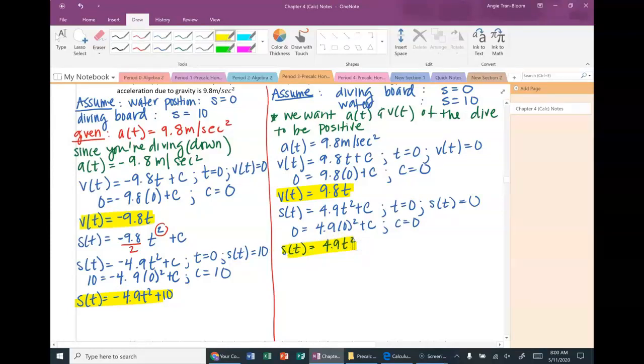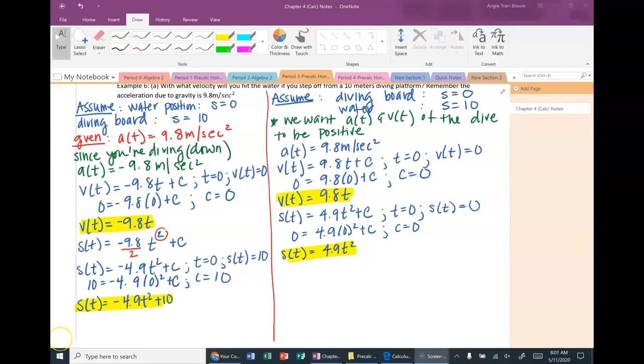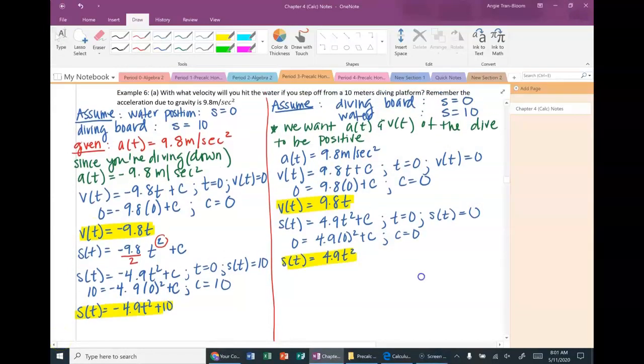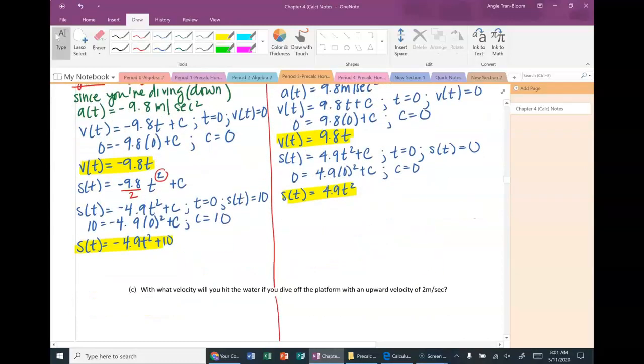So be mindful of that. Remember, the question wants us to find the velocity when you touch the water, the velocity on impact. That means when you hit the water. But to find the velocity when you hit the water or on impact, you need to know the time of when you hit the water. So from the position, we are going to solve for time.